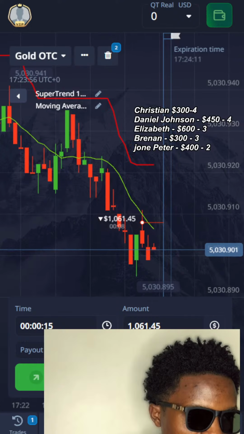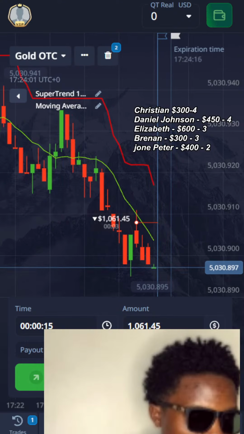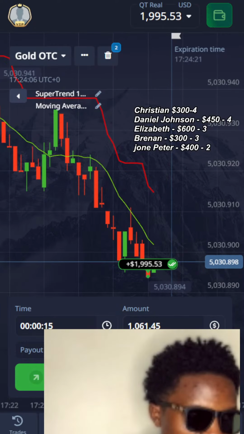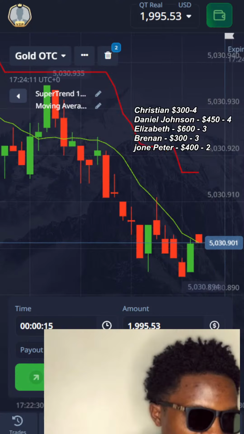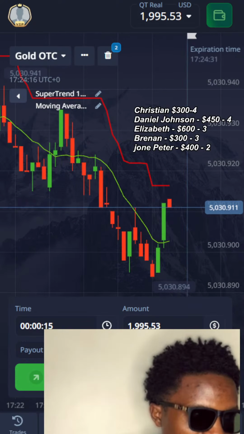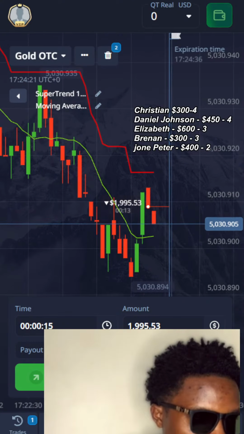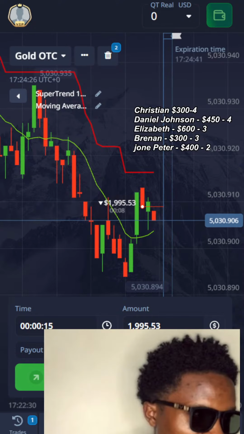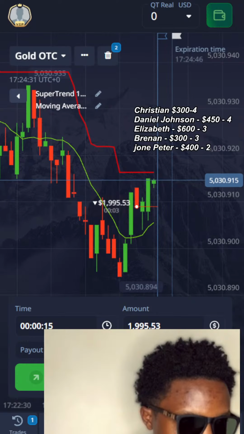Let's go. Correct. And now we go ahead and wait for another one. Yes, at the moving average once again. We are going to take it at the super trend today. Yes, right there. Let's take it from there. Yes, we are moving down. Let's take it at the super trend there.